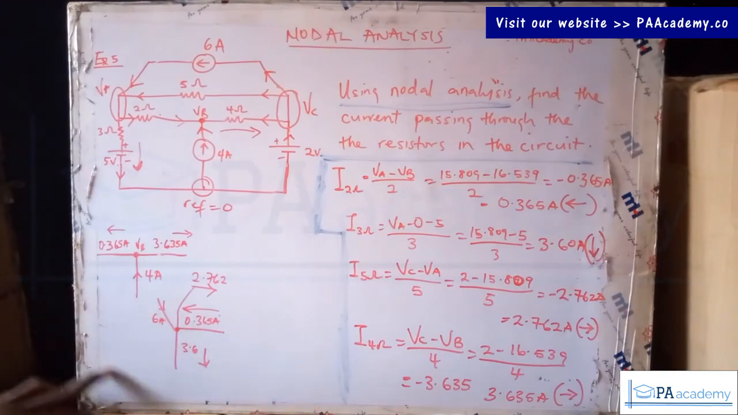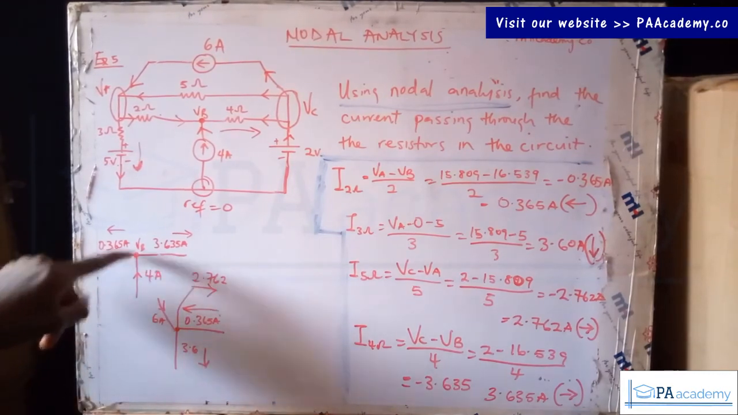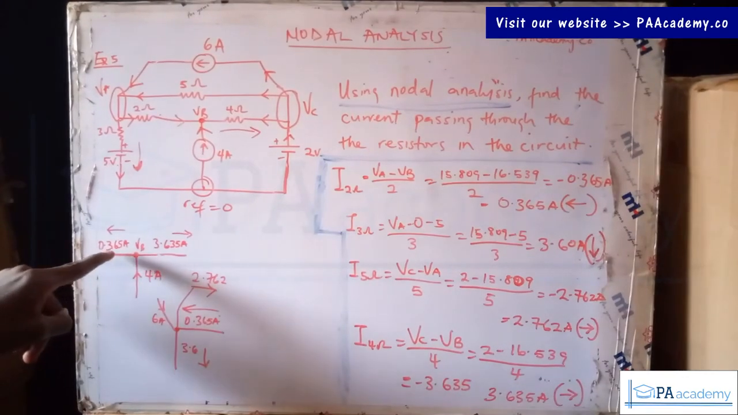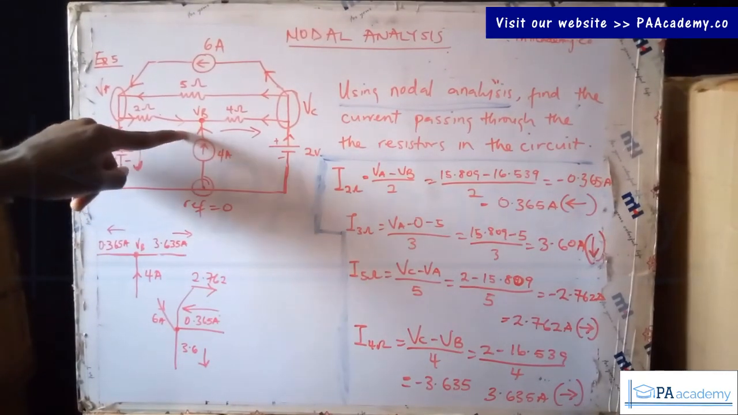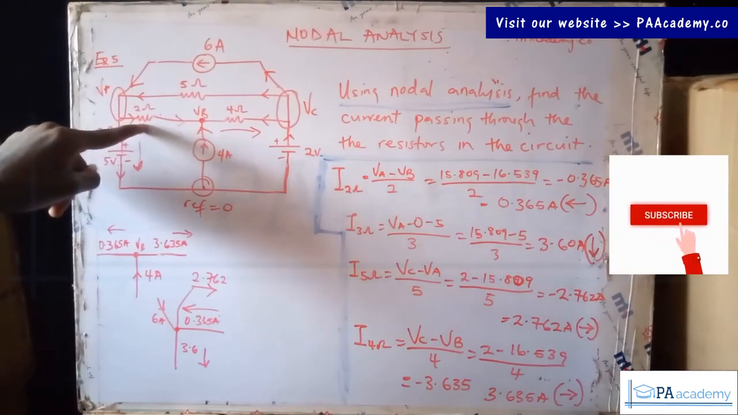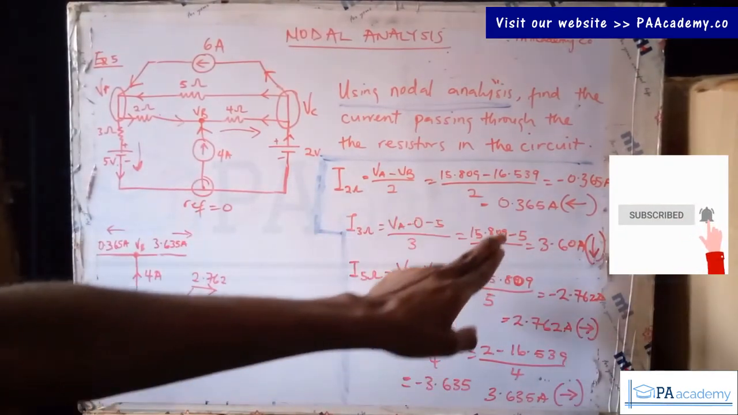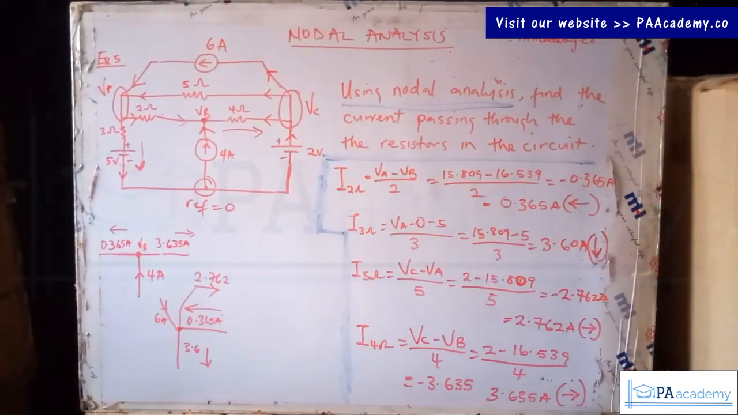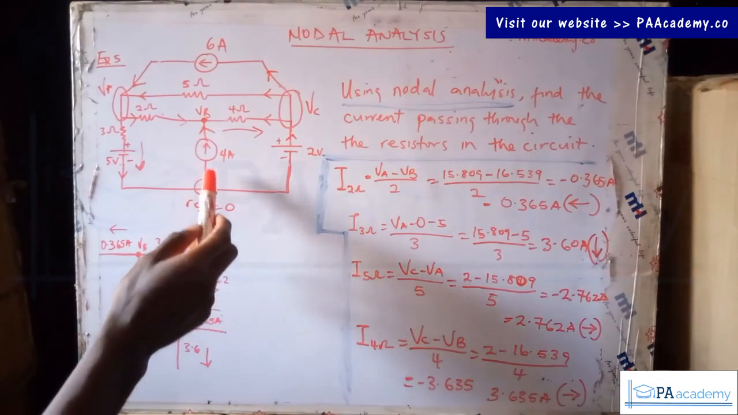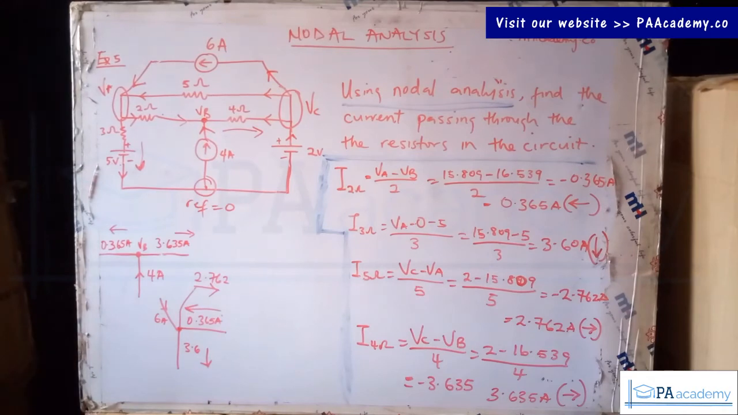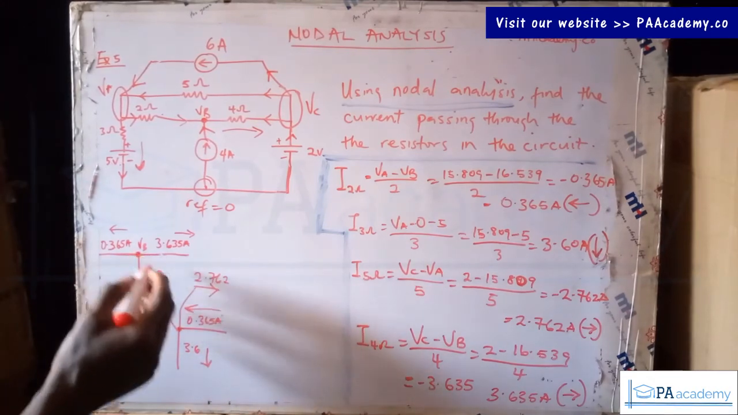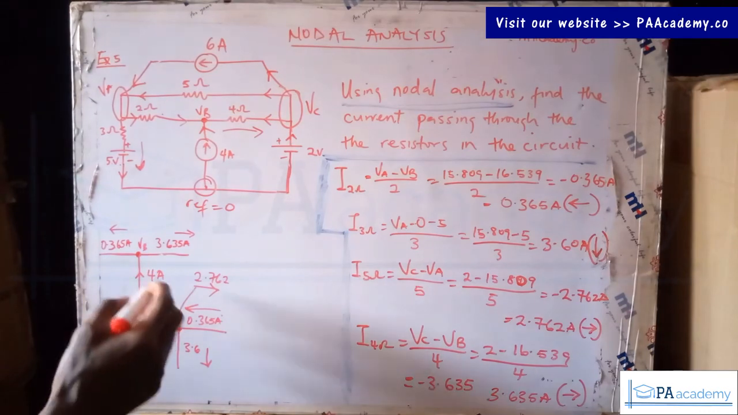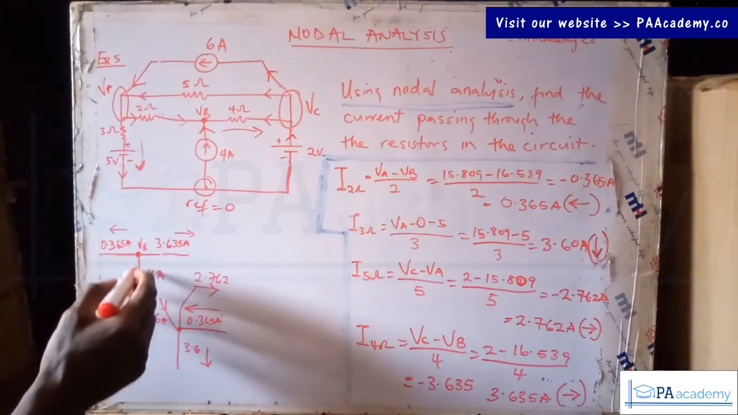Alright, if you look at this analysis I have on the board here, this represents this node VB, and this is the side with the 2 ohm resistor. The 2 ohm resistor here we have to be 0.365, moving towards this direction. And the 4 ohm resistor, we have it to be 3.635 amperes towards this direction, and then we also have a current of 4 amperes going upward. If you analyze this particular VB, that means we have one incoming and two outgoing. This is going in and these 2 are going out.